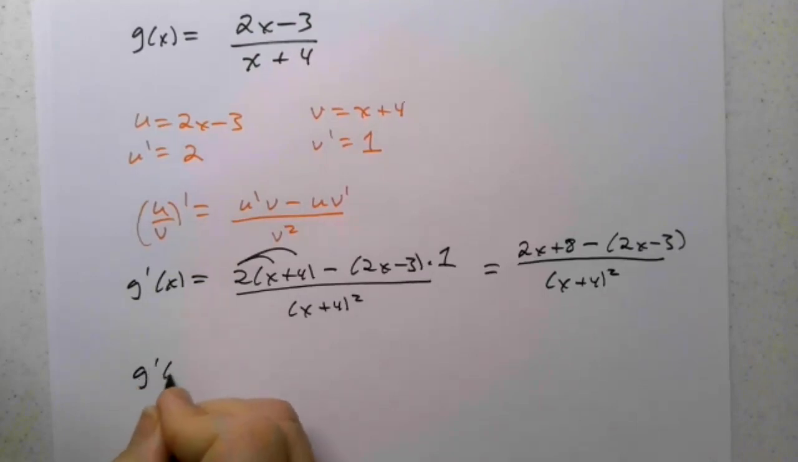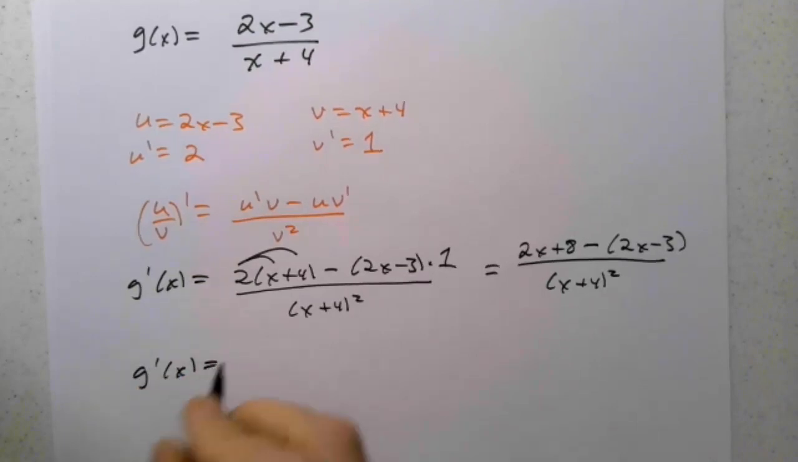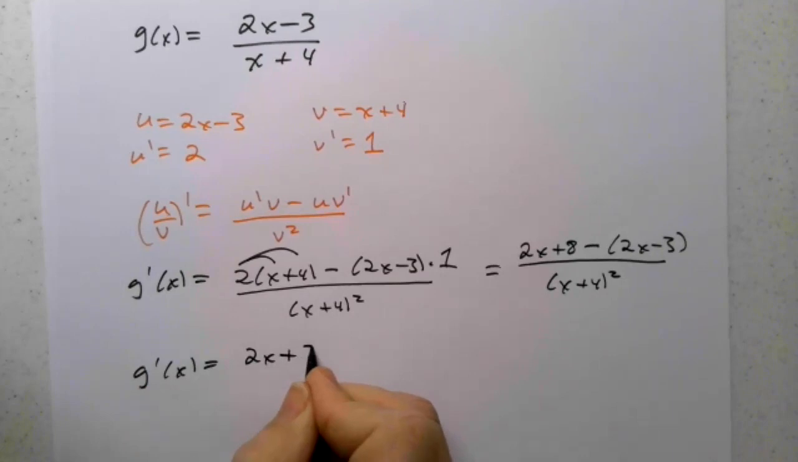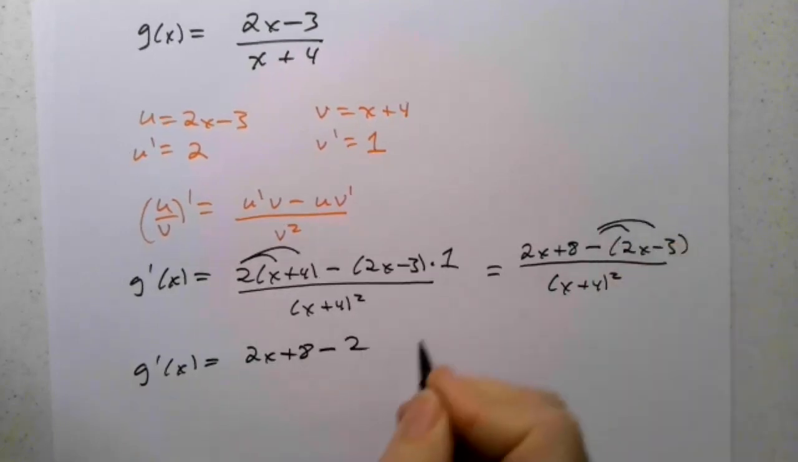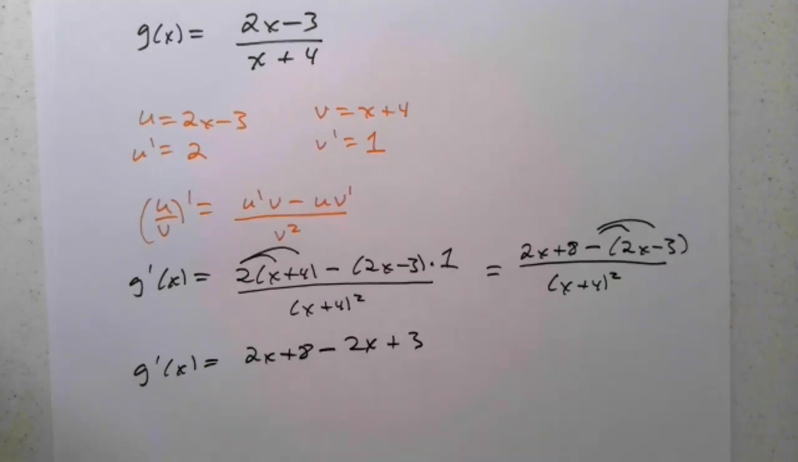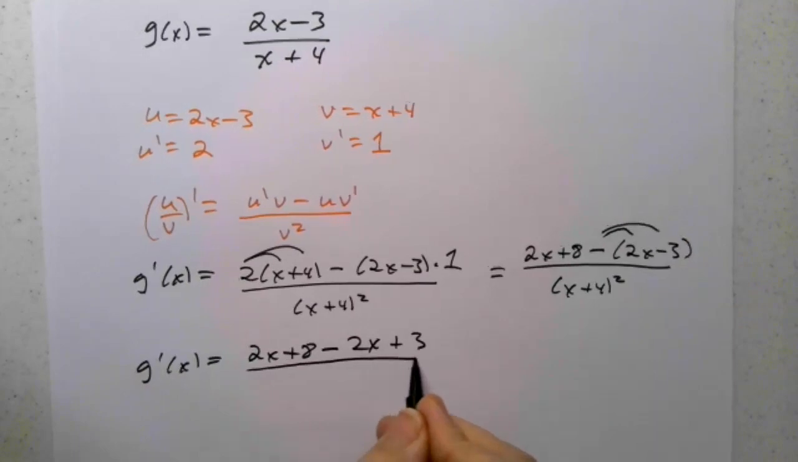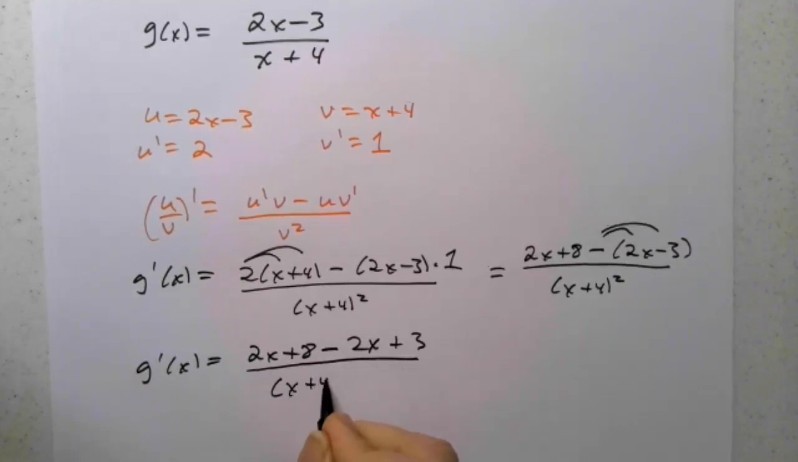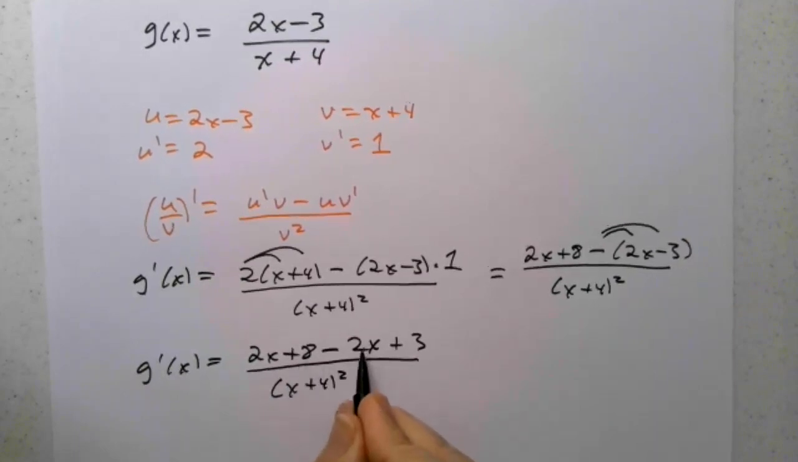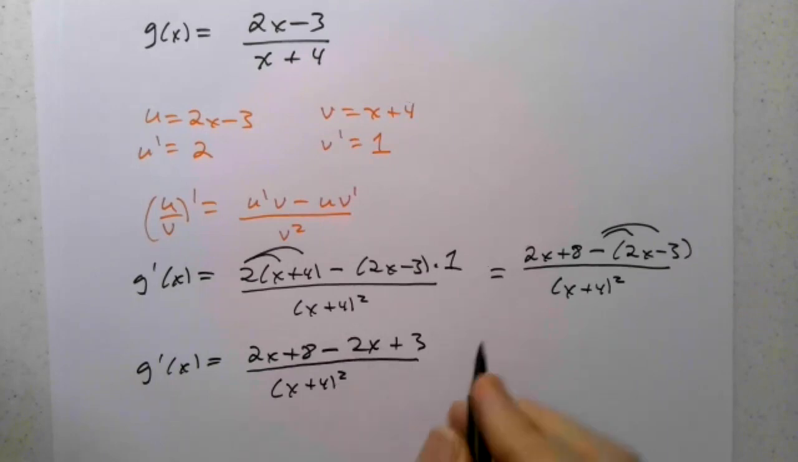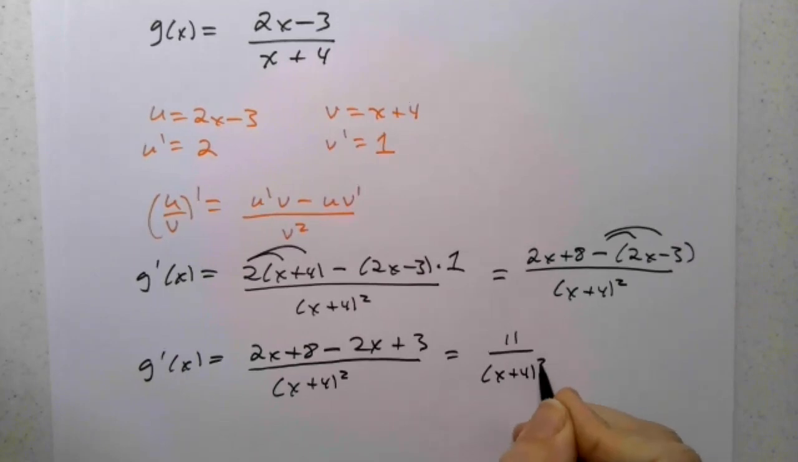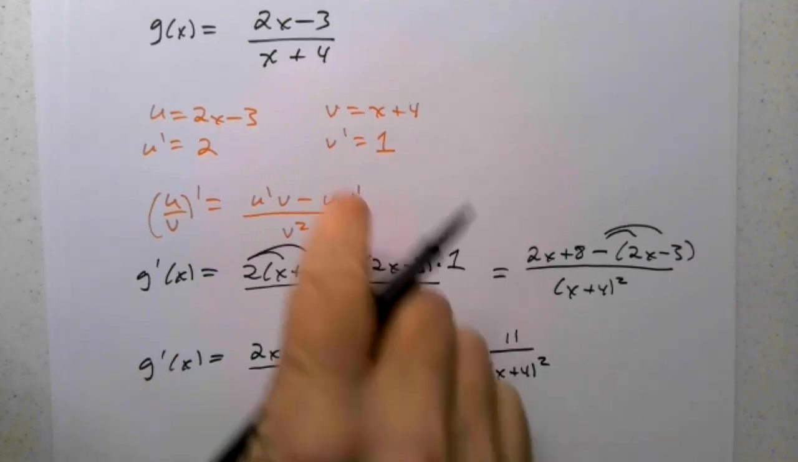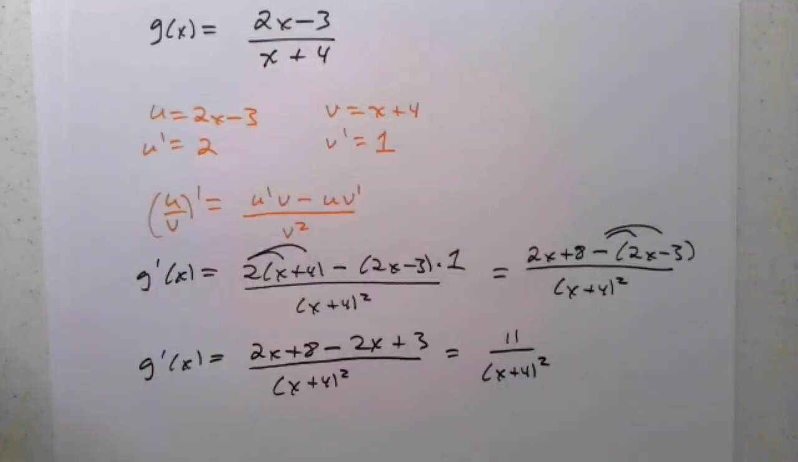Next up, what do I get? g prime of x equals 2x plus 8 minus 2x minus 3, which becomes plus 3, over x plus 4 squared. 2x minus 2x, that goes away. 8 plus 3 is 11 over x plus 4 squared. So that's what I believe the derivative of that original function is.